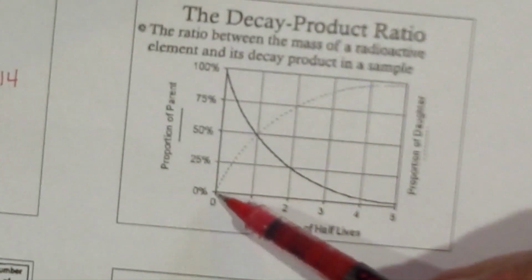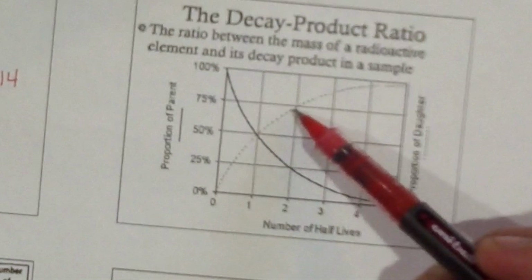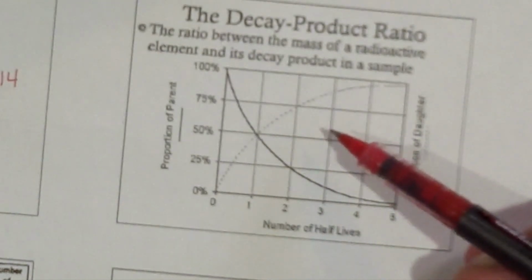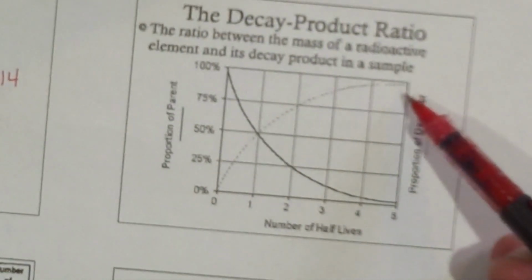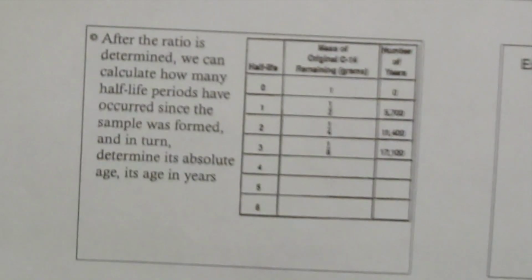The decay product starts off at 0. After 1 half-life, it's up to 50%. After 2 half-lives, 75%. After 3 half-lives, 87.5%. After 4 half-lives, 93.75%. And after 5 half-lives, 96.875%. After the ratio is determined, we can calculate how many half-life periods have occurred since the sample was formed, and in turn determine its absolute age in years.